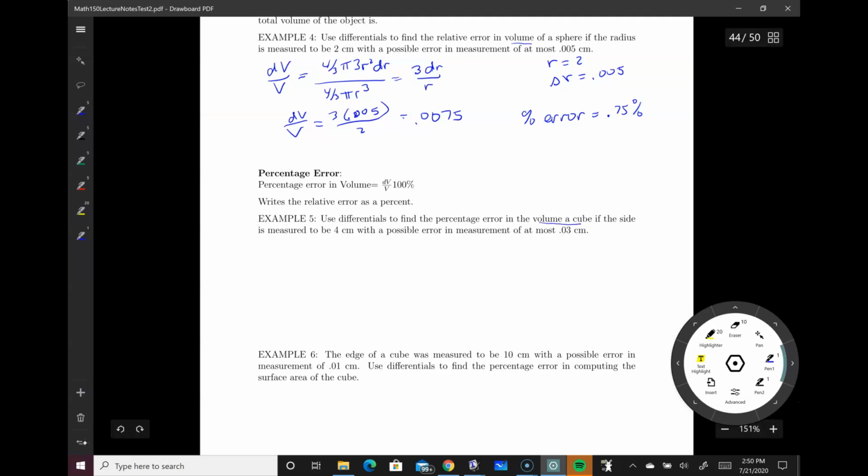All right, let's do another one here. So now I'm going to find the volume of a cube, and I've got the side length measured as 4, and then the mismeasurement is 0.03. So again, I'm going to encourage you to, since we're finding the volume of a cube, so it's dV over V. So volume of the cube is x cubed. The dV will be 3x squared dx. So simplifying, now I can go plug in just a couple of things in here.